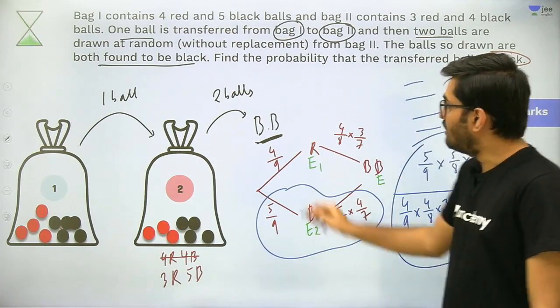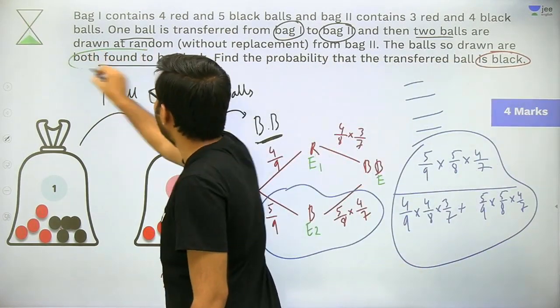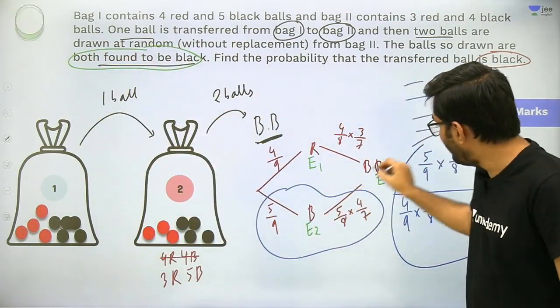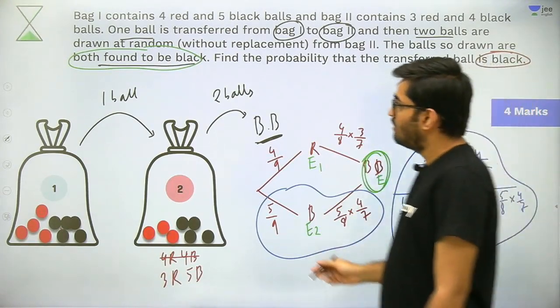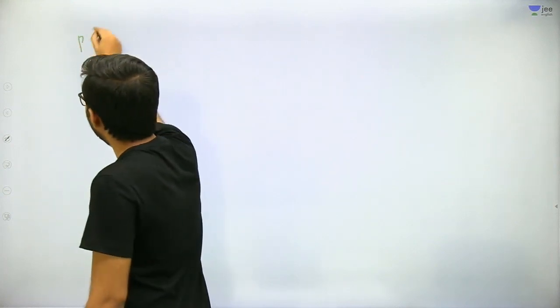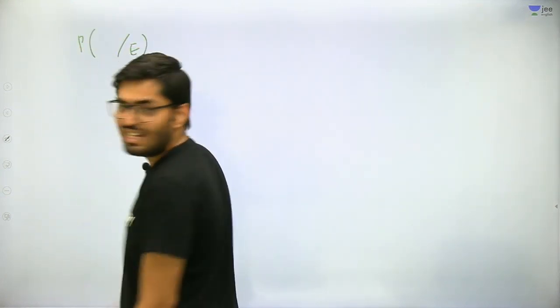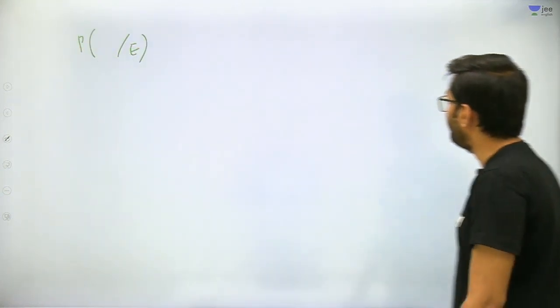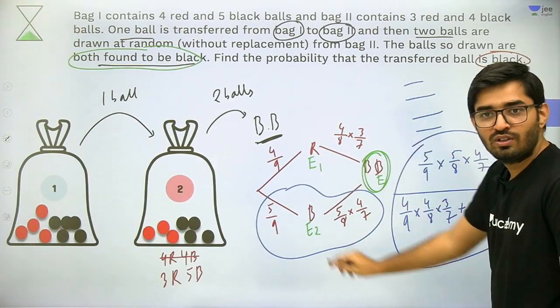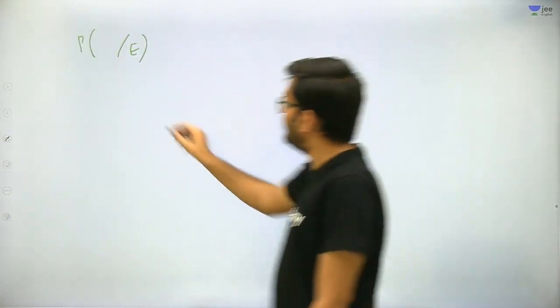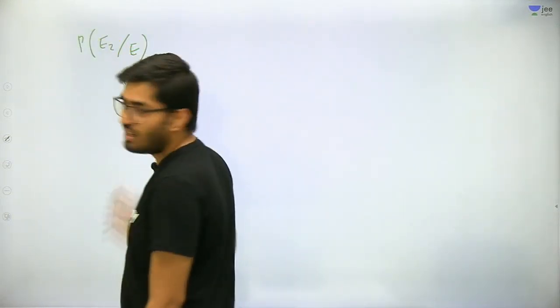It is already given that both the balls found are black, so event E has already occurred. So in the exam we write: given E. The event for which we want the probability, that the transferred ball is black, is E2. We want to find the probability of E2 given E, which is what the question asks.